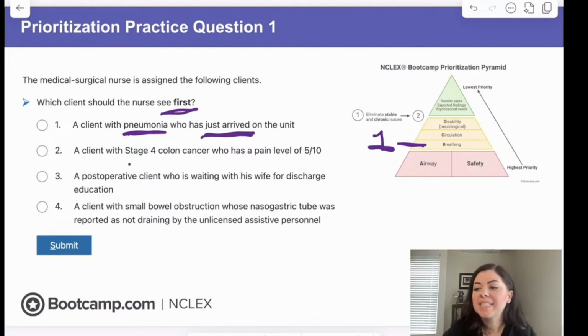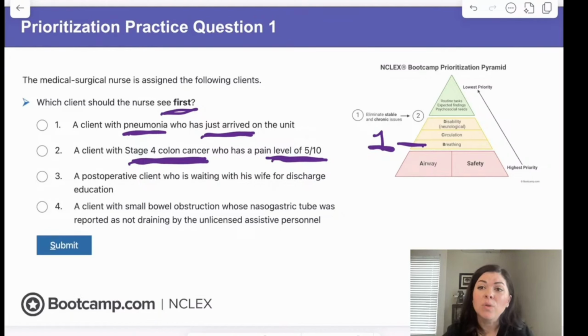So option 2, stage 4 colon cancer with a pain level of 5 out of 10. Moderate pain, 5 out of 10. So remember, stage 4 cancer is typically advanced and there typically is metastasis. So do we expect a pain level of 5 out of 10 for a client with stage 4 cancer? Once again, we typically have metastasis, we might have multiple tumors. So unfortunately, we do anticipate some pain. So that is what we would call an expected finding over here in our pyramid, so at the very top in green. So that's an expected finding and we certainly want to treat their pain, but they are not the highest priority client so far.